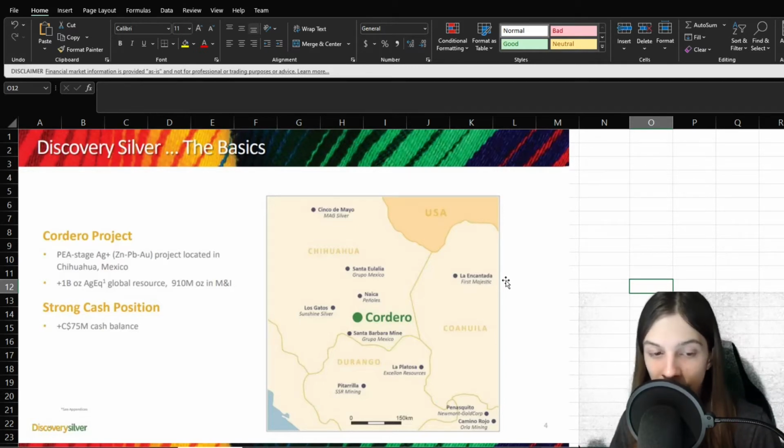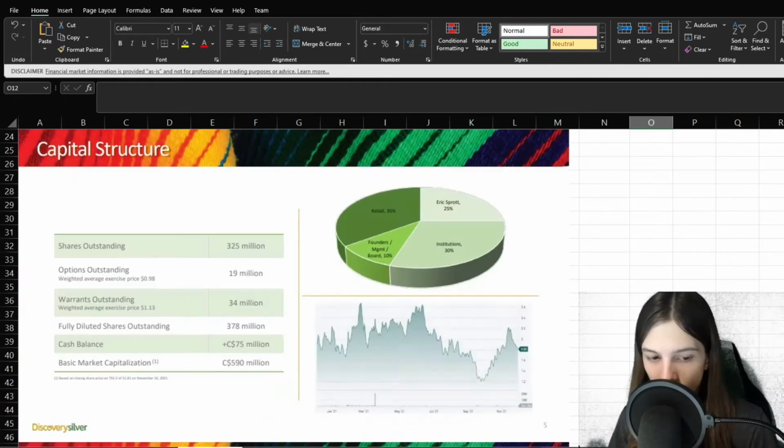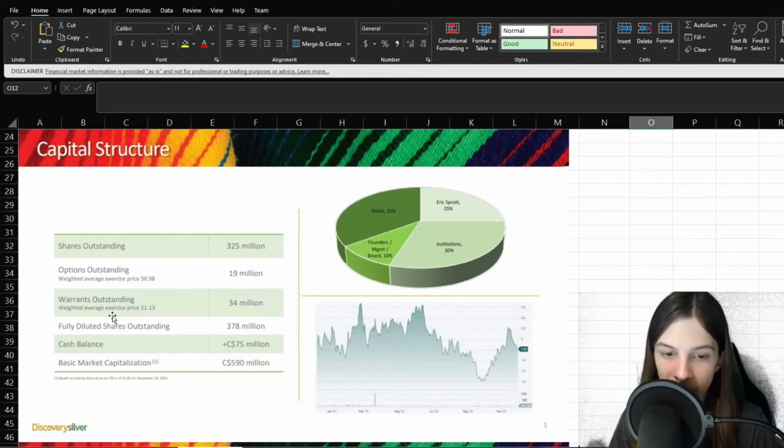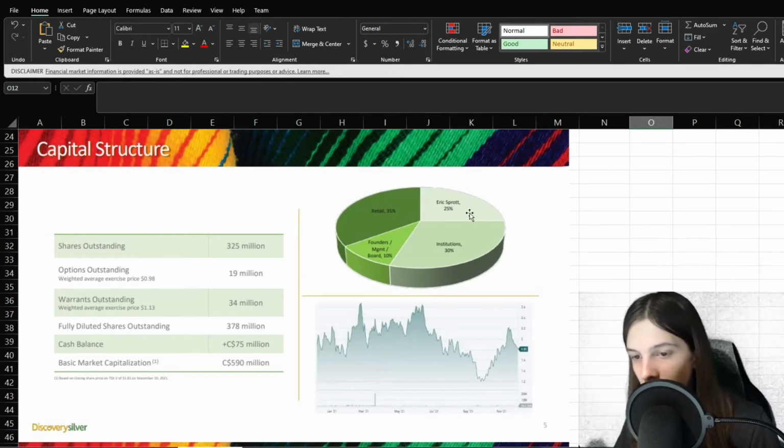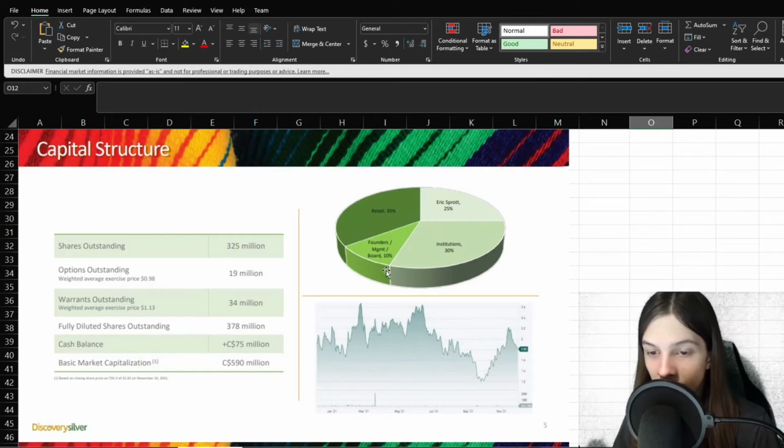And they have over $75 million of cash in balance. Well, that's in Canadian dollars. Now, the capital structure is why I got originally interested in this company. Owned 25% by Eric Sprott, 10% by insiders, 30% by institutions, 35% by retail. Mainly, I love that really high insider ownership, right? 5 to 10%, that's what I really like to see, but 25% owned by Eric Sprott, that's insane. That's what got me interested in the first place.